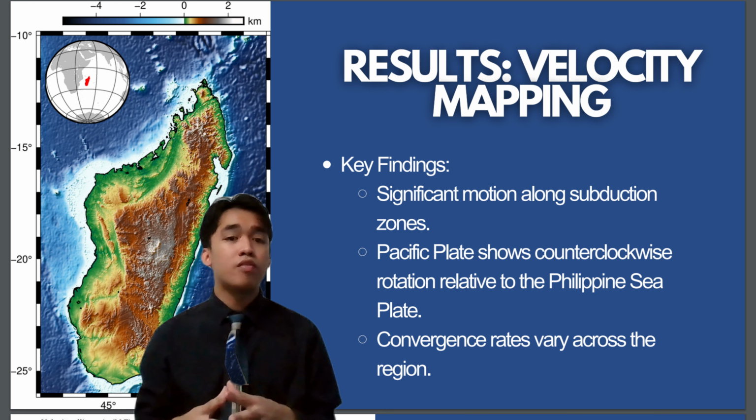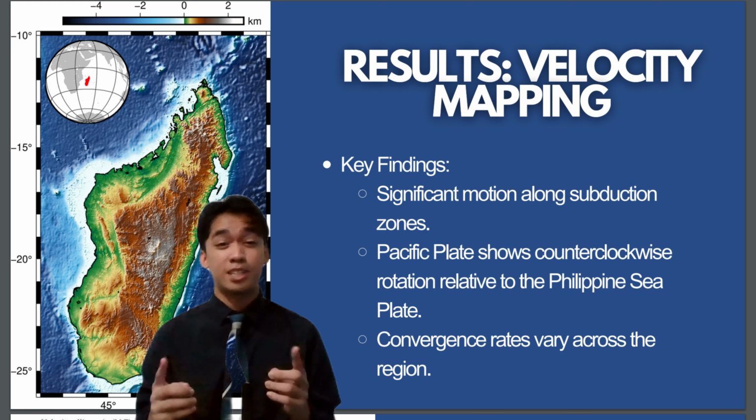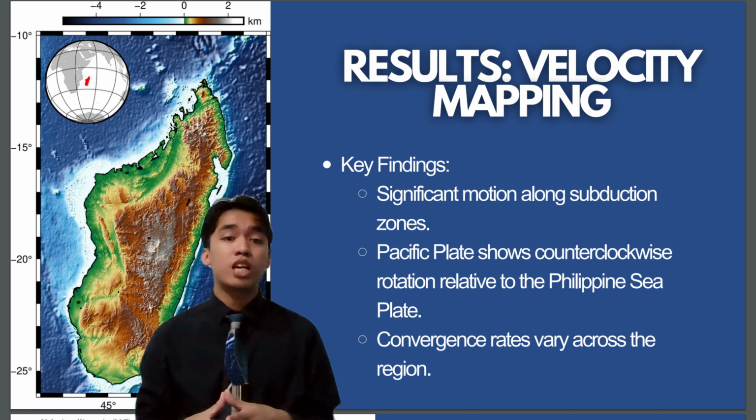The velocity maps reveal significant tectonic motion along the subduction zones, showing how the Pacific Plate moves in relation to the Philippine Sea Plate. These results help improve our understanding of the forces driving seismic activity in the region and contribute to our knowledge of plate tectonics in the Pacific Ocean.